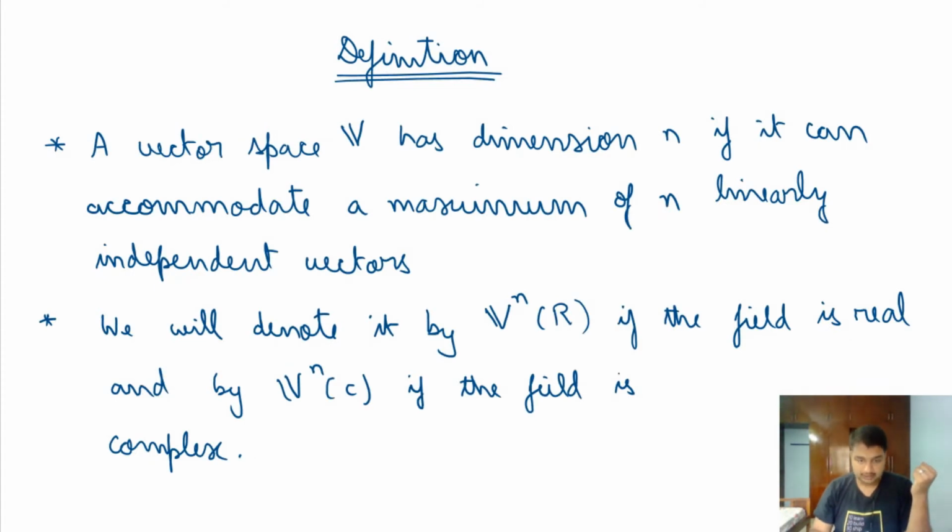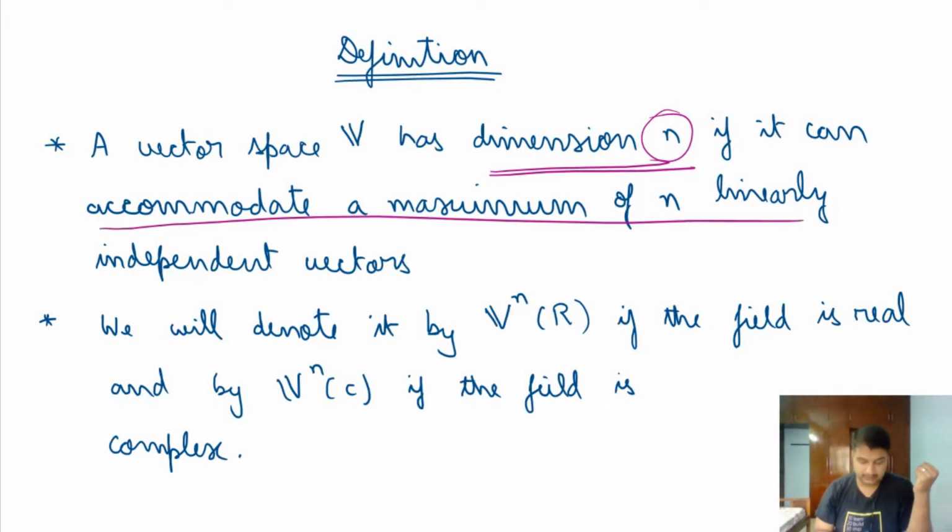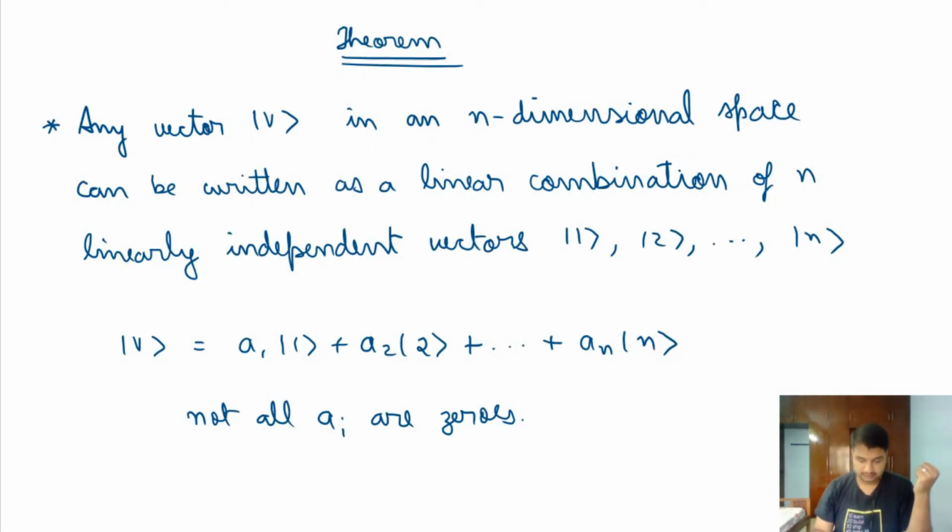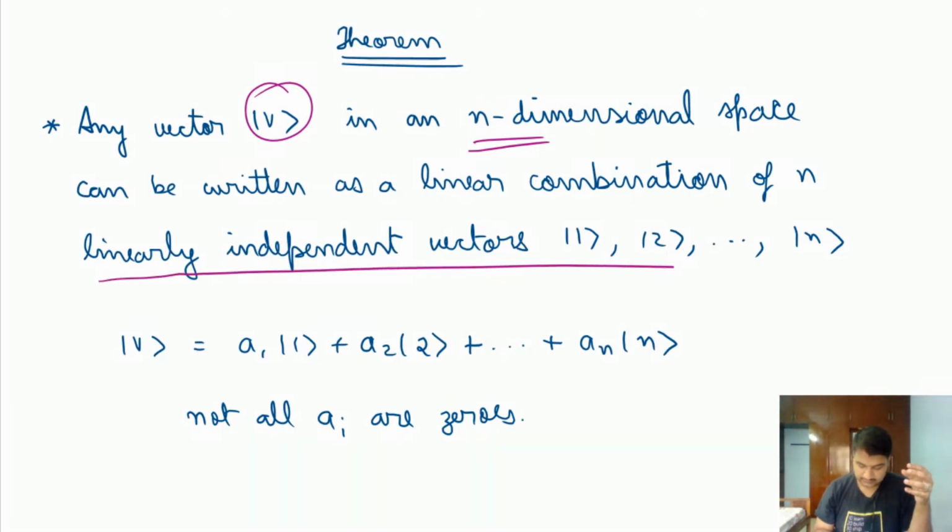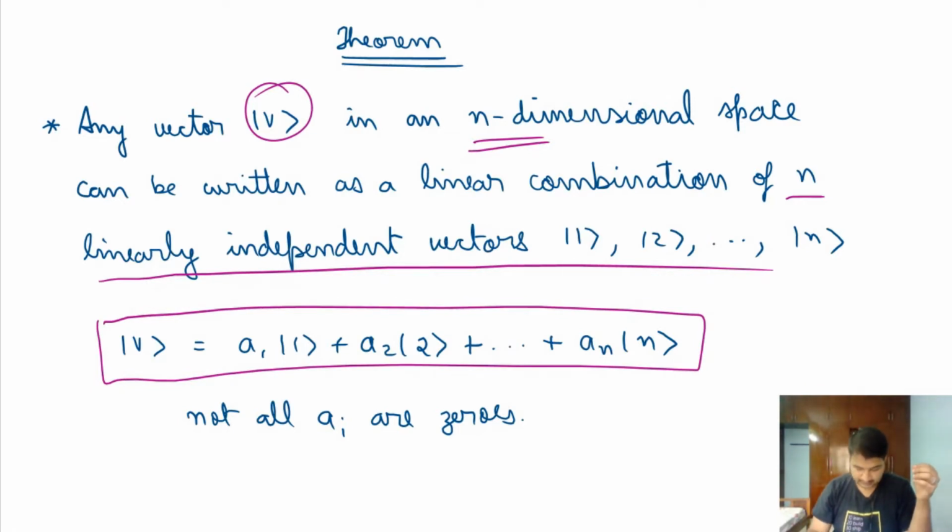So first, we recall what we learned in the previous class, that is basically the definition of dimension of a vector space. The dimension of a vector space is n if it can accommodate a maximum of n linearly independent vectors, and based on this we had stated and proved an important theorem which says that any vector v in an n dimensional vector space can be written as a linear combination of n linearly independent vectors. Okay, so we had already seen this theorem and proved it in the previous class.